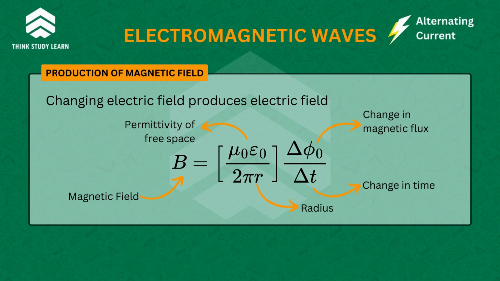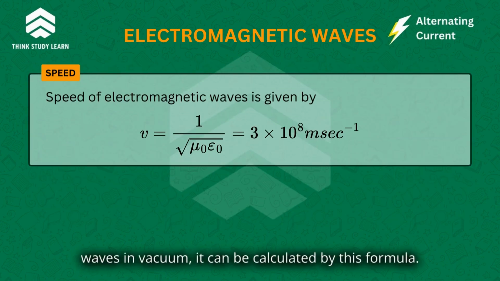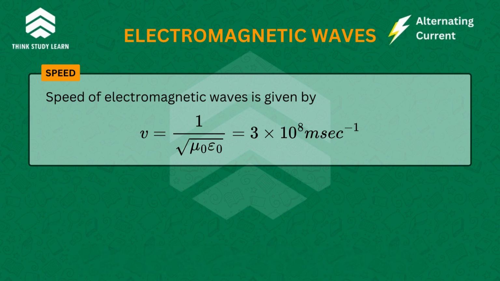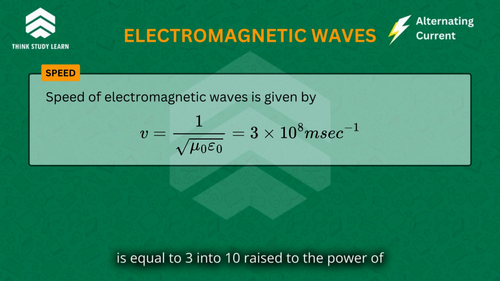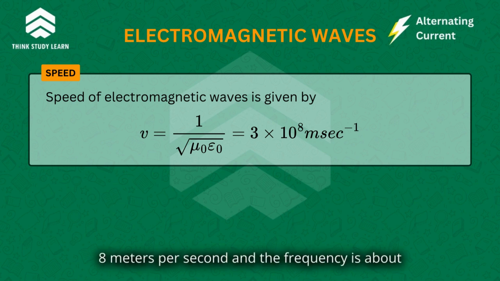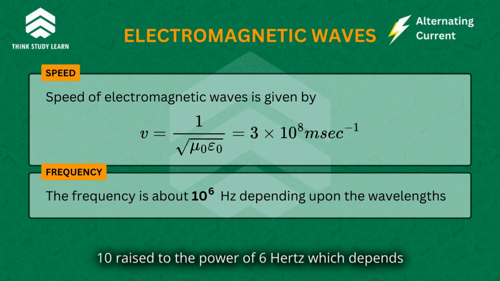If we talk about the speed of electromagnetic waves in vacuum, it can be calculated by this formula. The speed of electromagnetic waves in vacuum is equal to 3 into 10 raised to the power of 8 meters per second, and the frequency is about 10 raised to the power of 6 Hz, which depends upon wavelengths.